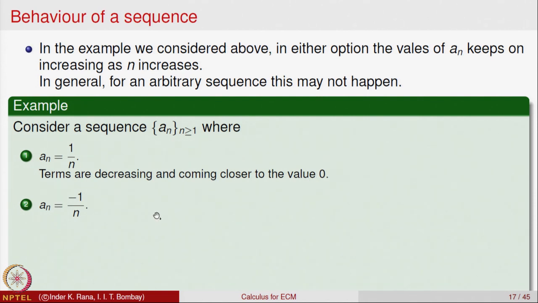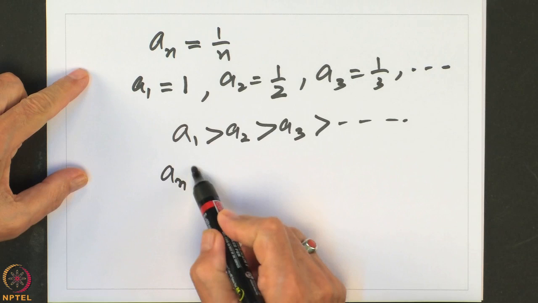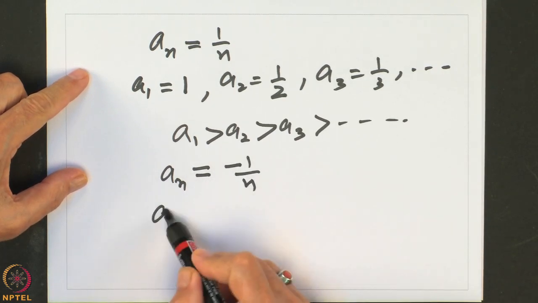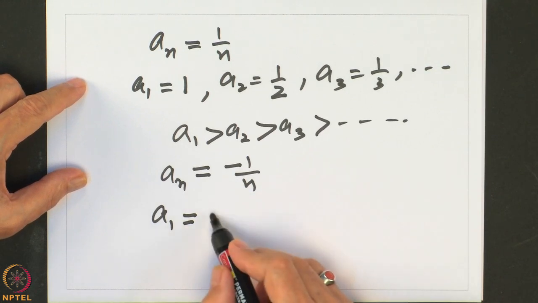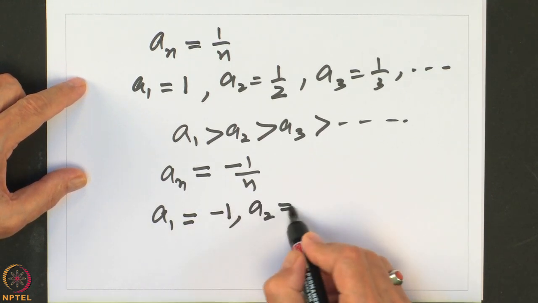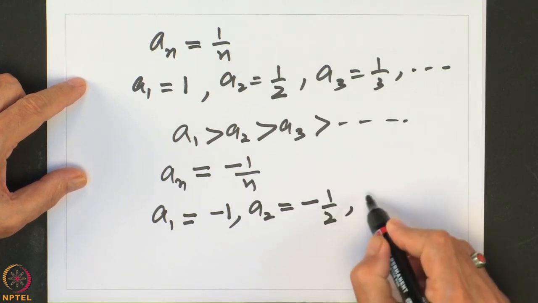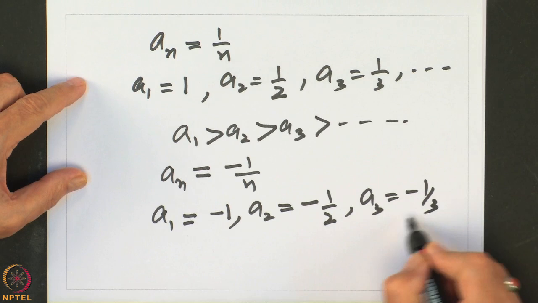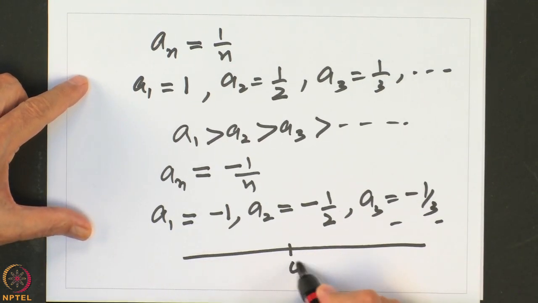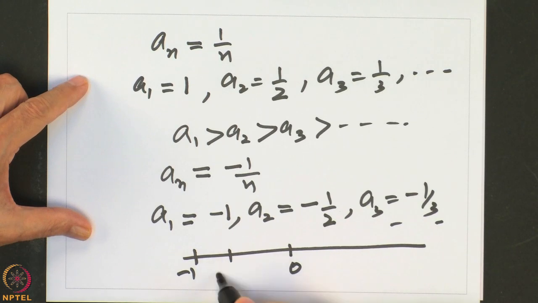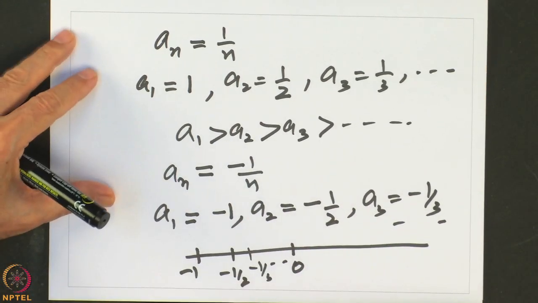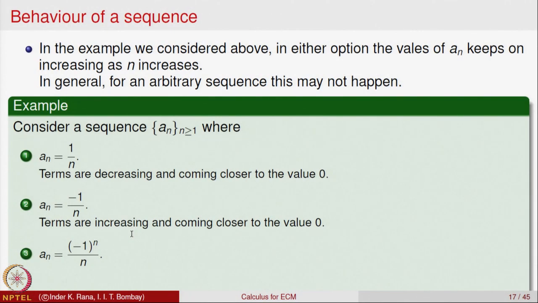Let us look at the sequence A n equal to minus 1 over n. What will be the terms of the sequence? A 1 will be equal to minus 1. A 2 is minus 1 by 2. A 3 is minus 1 by 3, and so on. If I try to plot it, here is 0, here is minus 1, here is minus 1 by 2, here is minus 1 by 3, and so on. It is quite clear that the sequence is an increasing sequence. The values are increasing and coming closer to 0.